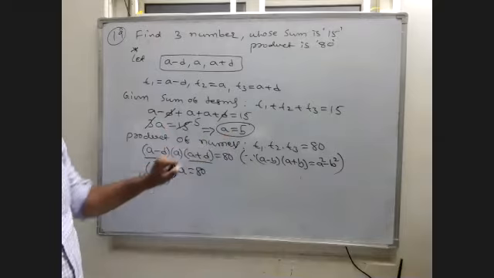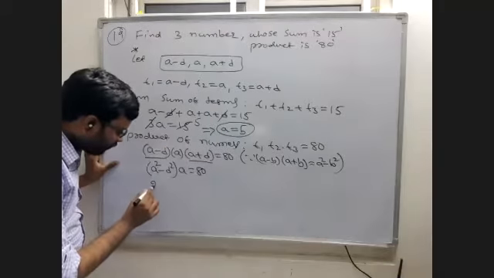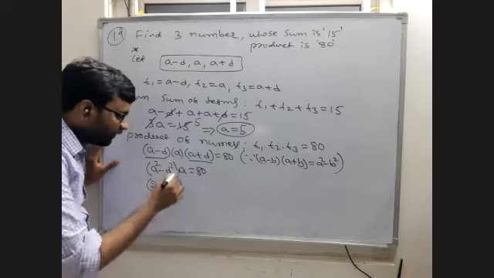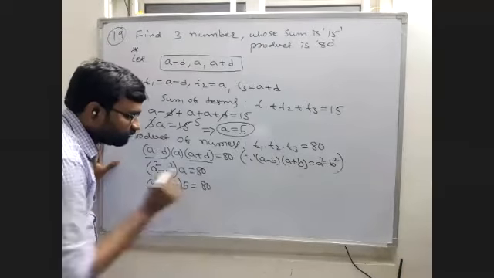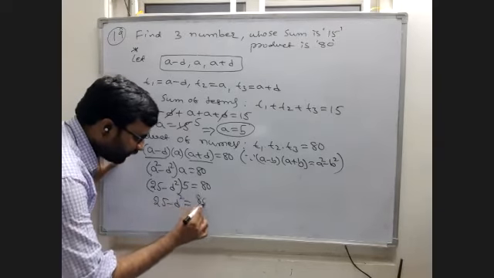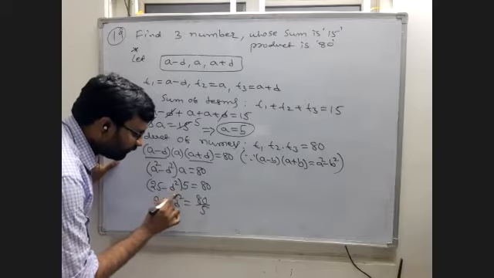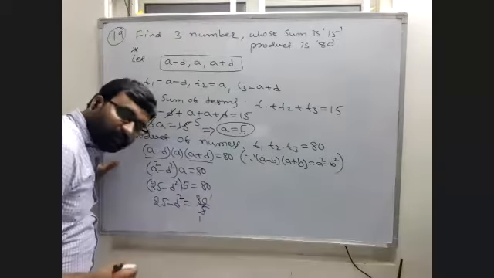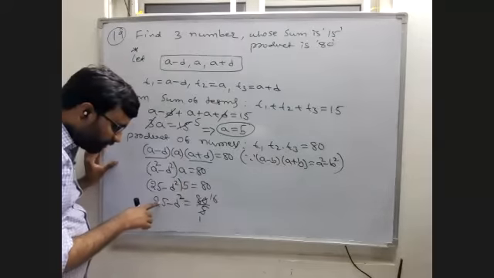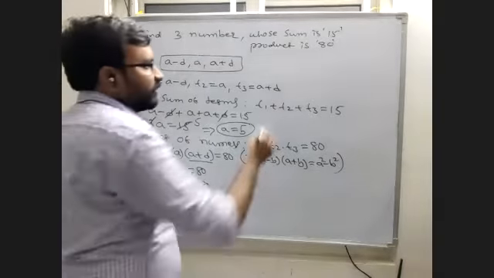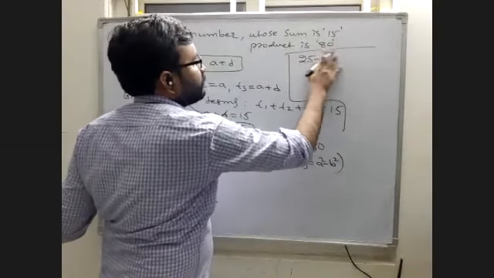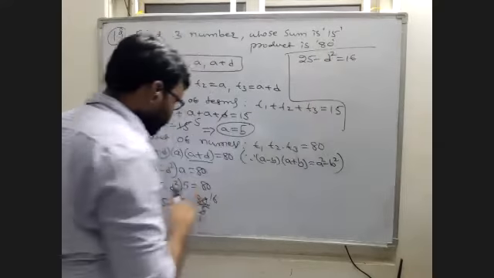But we have already a value 5. Substitute now here. A square, 5 square, 25 minus d square. We have to find d. What is a? 5 is equal to 80. Now I am writing 25 minus d square is equal to 80 by 5. 80 by 5: 5 times 16 is 80. Now remaining what? 25 minus d square equal to 16 we got. That is only the remaining part.